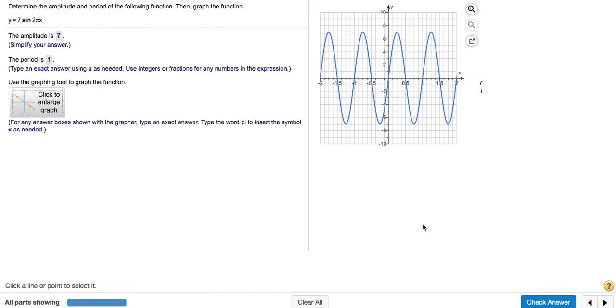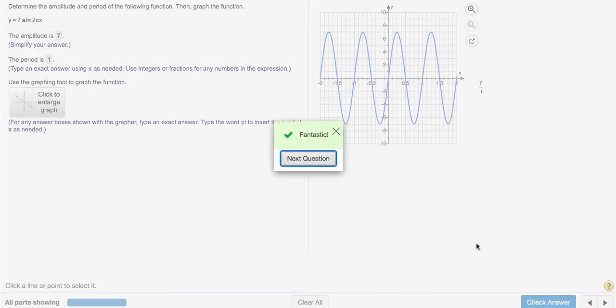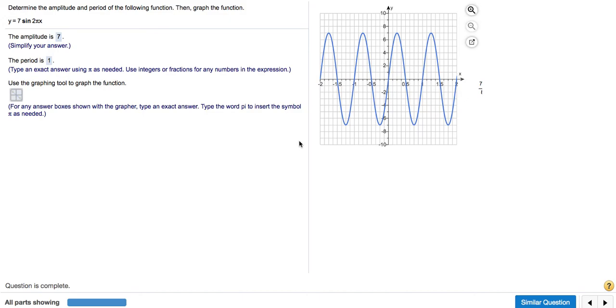Let's try it out. So when doing these functions, it'll probably ask you for amplitude, period, possibly something called a phase shift. Try to figure those things out first, and then use it to get a graph of your function.